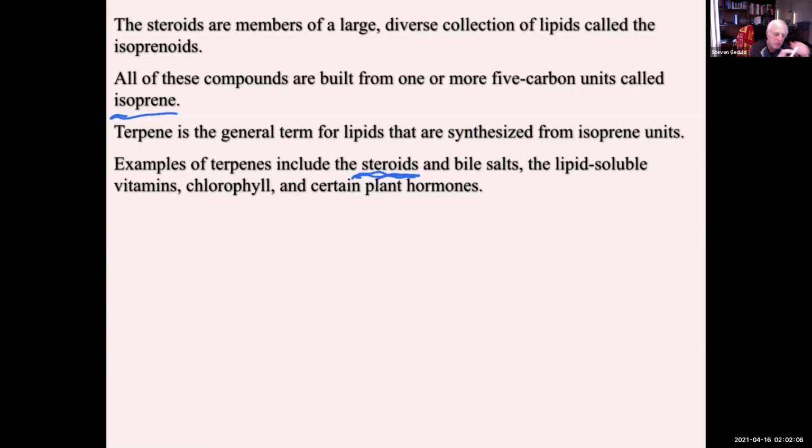Bile salts, lipid soluble vitamins. Now, you've got to be careful with lipid soluble vitamins when you're dealing with patients. Vitamin C is water soluble. You cannot overdose on vitamin C. When you take too much vitamin C, what does your urine do? It turns yellow, right? Bright yellow. Take too much vitamin C, it just goes through your body and gets flushed out.